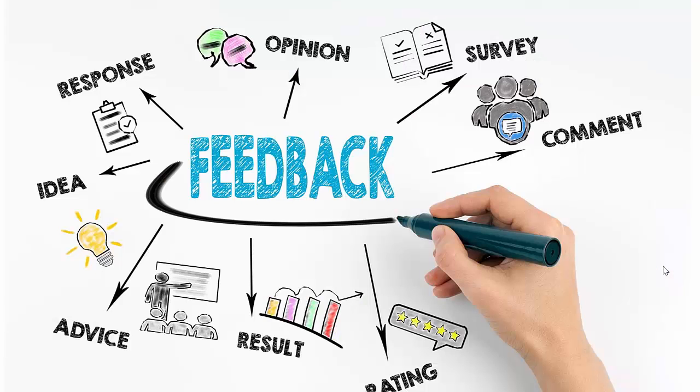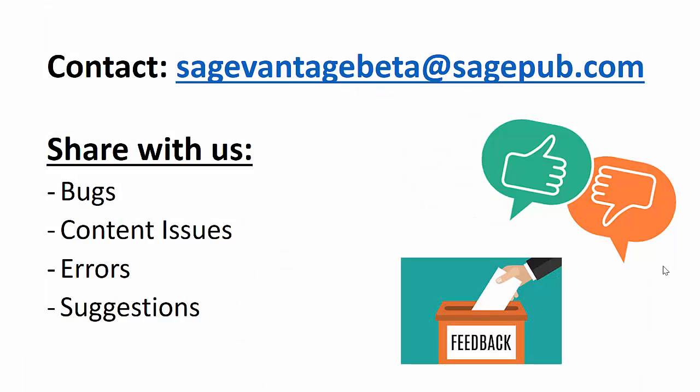We really want to hear from you. We really believe we'll be able to get insightful ideas, and in this past semester's class test, we've had great suggestions from students just like you. One of the ways you'll be able to give us feedback is directly through our email, sagevantagebeta@sagepub.com. Please share any bugs, content issues, errors, or suggestions. We've already heard from many students just like you this last term, and it's really helped us consistently update and change the things that really make sense.